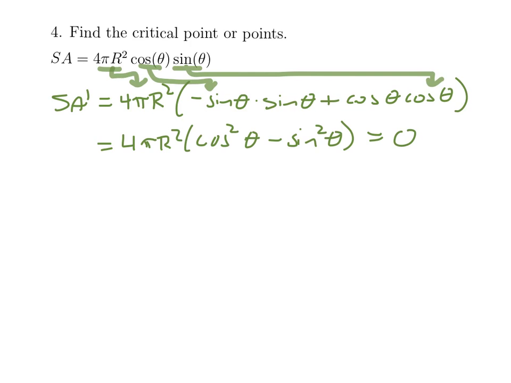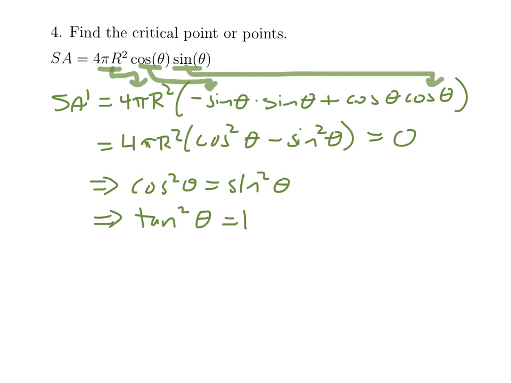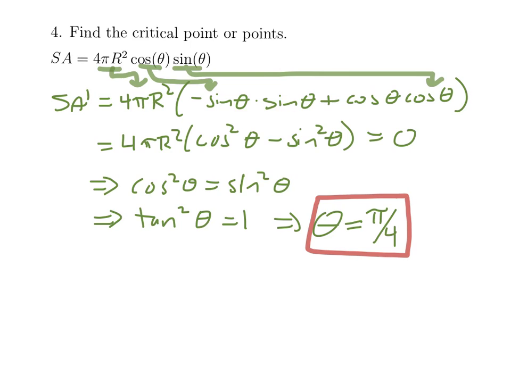We have to set that equal to 0. And so we need to figure out where cosine squared equals sine squared, or said another way, where tangent squared equals 1. The only values of theta we're interested in, by the way we set up the problem, are those that are between 0 and pi halves. The only solution in that range is for theta to be pi fourths, and we now have our leading candidate for where that maximum occurs.